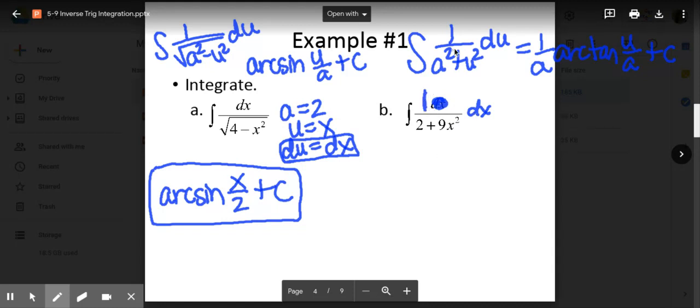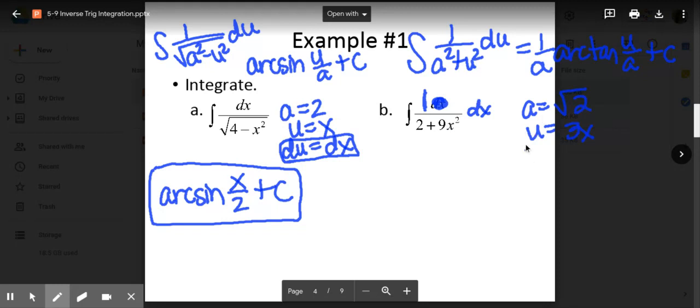Now, I've got the 1 in there, so if I'm looking at this, my a squared is 2. So that means a must be the square root of 2. All right, and then plus the u squared. What do I have to square to get 9x squared? So the u must be 3x, because if I square 3x, I get 9x squared. So u squared is 9x squared, so u has to be 3x.